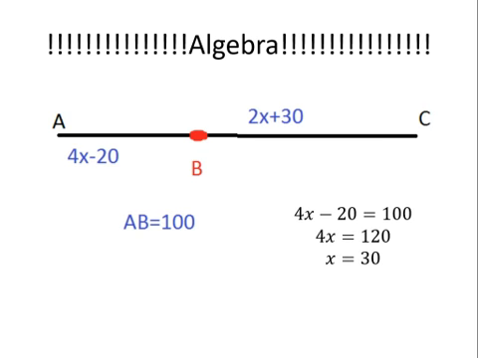Okay, so now what's the length of BC? The length of BC would be taking that 30 and plugging it in for the x. So 2 times 30 plus 30. 2 times 30 is 60, plus 30 is 90. So that means segment BC would be 90, and the entire segment AC would end up being 190, because you would add up AB and BC. That's the end of this section, section 5 of geometry.